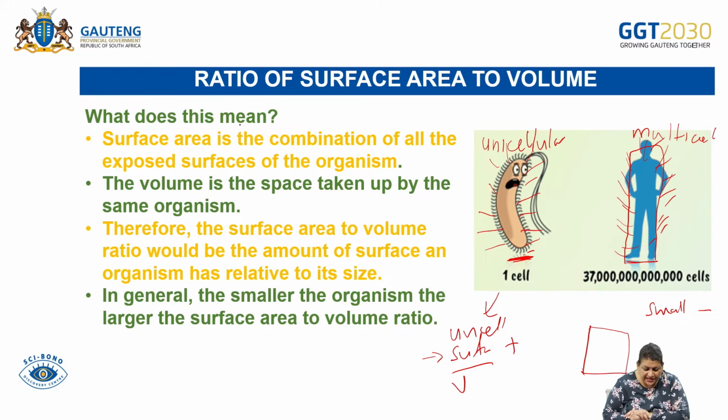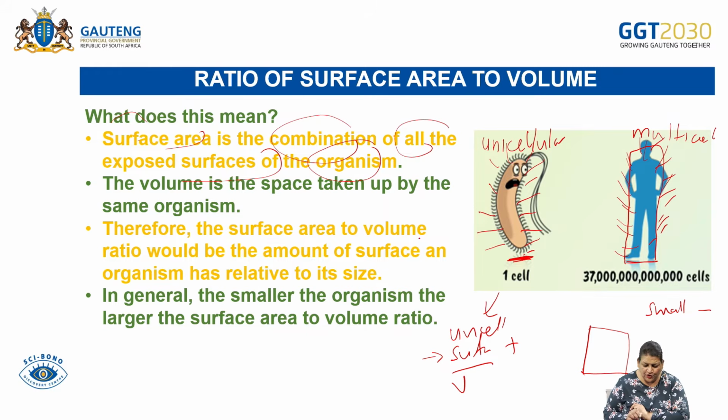So what does surface area mean? Surface area is a combination of all the exposed surfaces of an organism. The volume is the space taken up by the same organism. Volume means a space. This space taken up is very small compared to the amount of cells we have, whereas this surface area is quite big compared to its space.